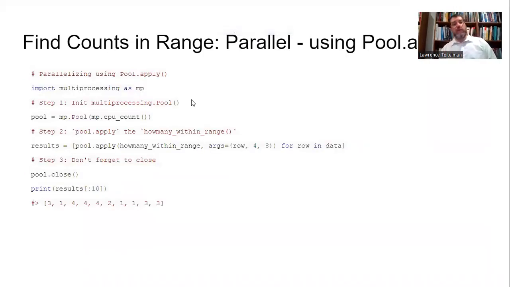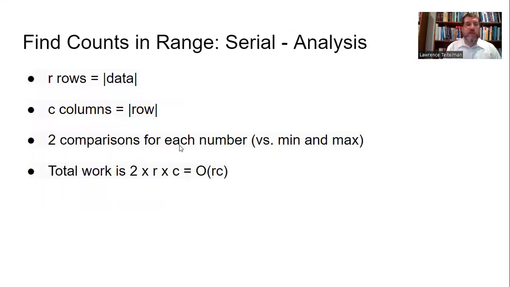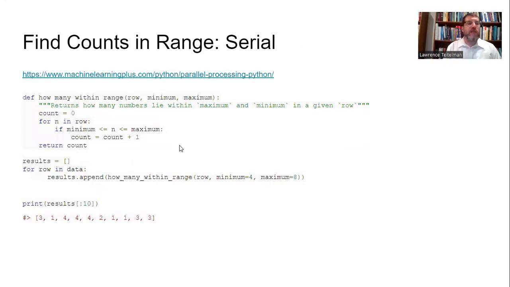Okay, so here is some code for actually doing this. We import the multiprocessing. We create a pool of processors, and we create a pool using all the processors that exist. So this is also a greedy algorithm in a certain sense, right? We're saying, give me all the processors that we have, however many, whatever that count is, I want them all. And then we call the pool apply, which is applying our processors. And we say, call this how many within range, which was this first function here.